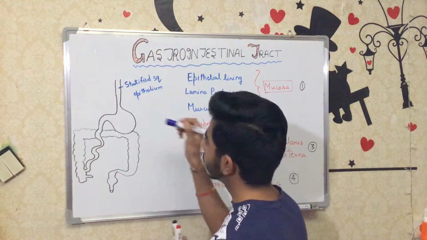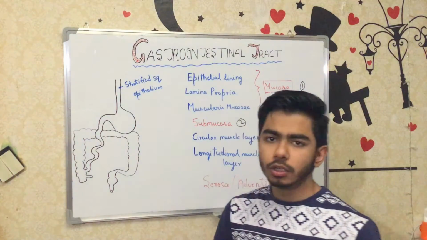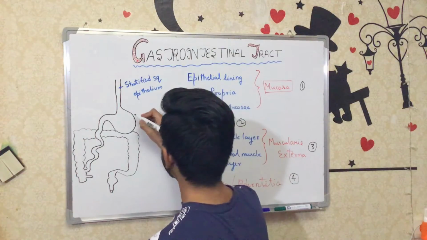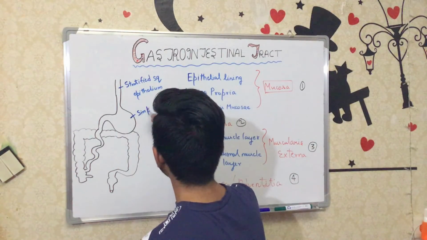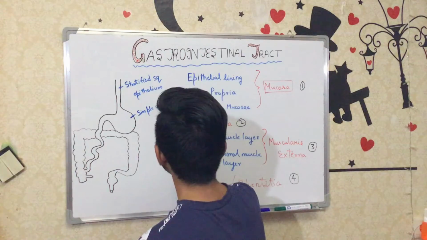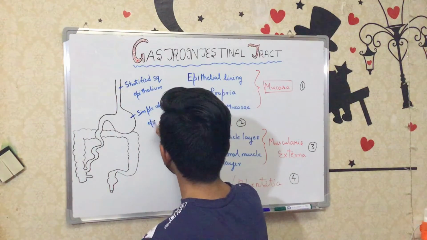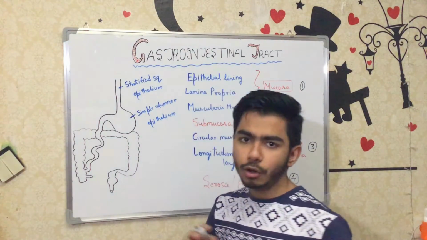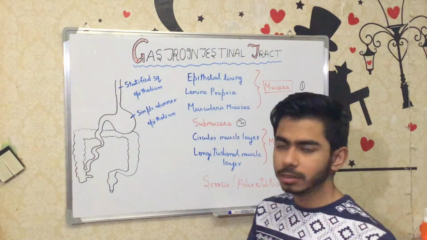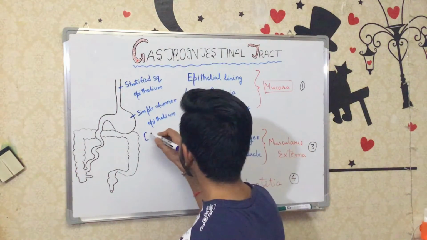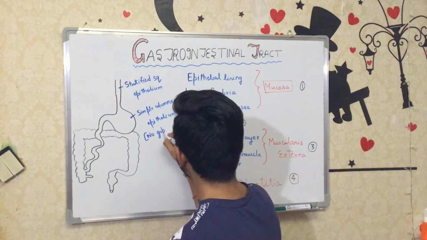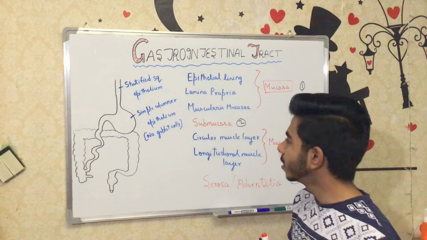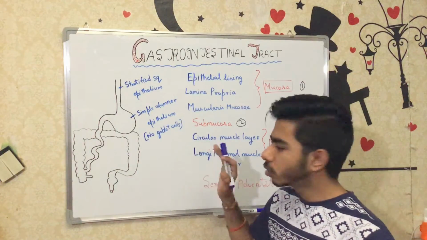Now talking about the stomach, it has the simple columnar epithelium. So our stomach is lined by the simple columnar epithelium. But remember, there are no goblet cells. They are without goblet cells. Goblet cells are actually responsible for the various kinds of secretions in our GIT, but the stomach does not have goblet cells.